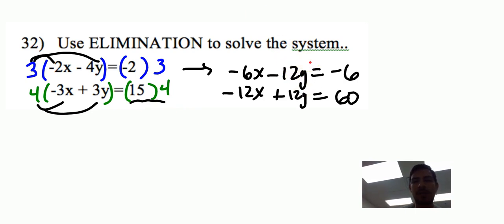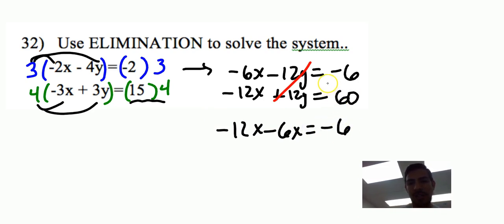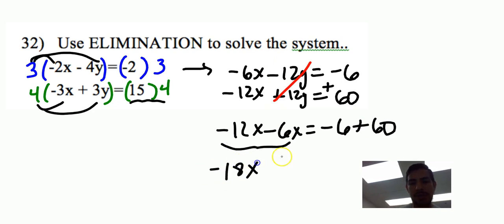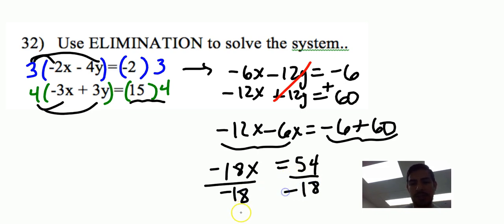Okay, we're going to eliminate those two variables because negative 12y and positive 12y cancel. And I end up getting negative 12x minus 6x equals negative 6. Since there's no sign here, it's automatically a plus 60. And then I end up getting here, using a calculator, negative 18x. Using a calculator, I end up getting 54. Divide by negative 18, because negative 18 is multiplying x. I get x equals negative 3.